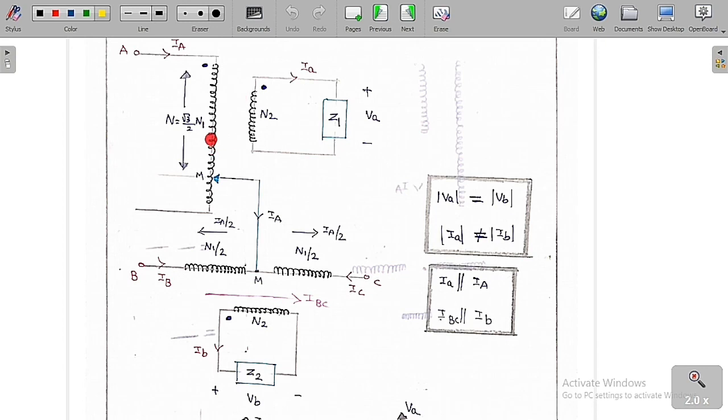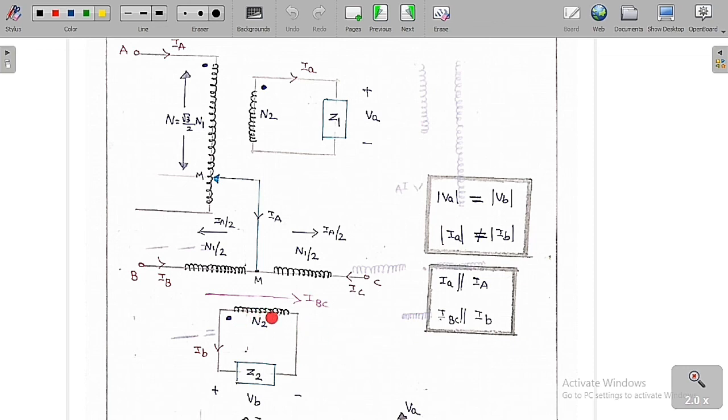So this is the three-phase TZ transformer, with the primary transformer and the secondary. This is the terminal A, terminal B, terminal C. This is the primary of the TZ transformer and this is the secondary of the TZ transformer. Here this is terminal B, terminal C, and this is the midpoint. The primary is divided into two parts, N1 by 2 and N1 by 2. Here the overall current is IBC, the overall current passing through B to C.